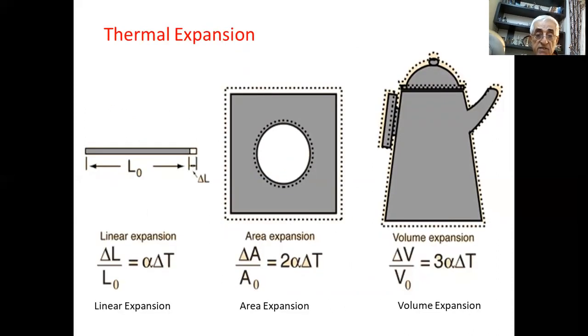This figure shows the three types of thermal expansion. In linear expansion, we have a rod, in area expansion, we have an area, and in volume expansion, we have a bottle or a cube. Here, in linear expansion, delta L divided by L naught equal to alpha delta T, while in area expansion, delta A divided by A naught equal to 2 alpha delta T, and in volume expansion, delta V by V naught equal to 3 alpha delta T. Here, alpha is the coefficient of linear expansion, and delta T is the temperature difference.